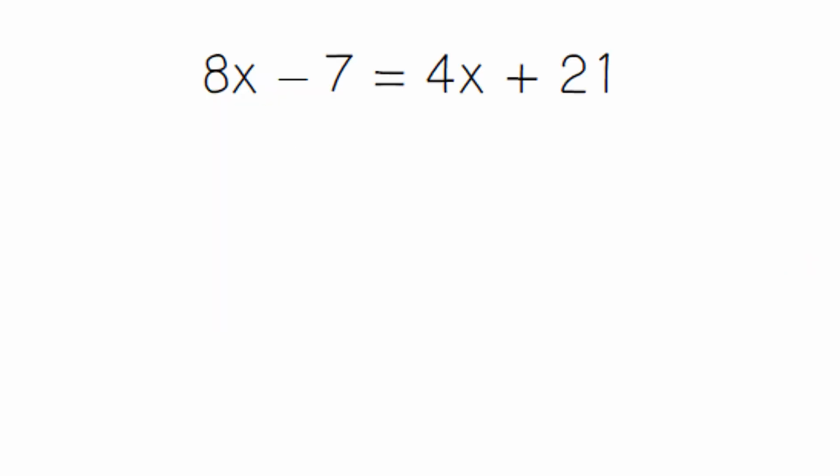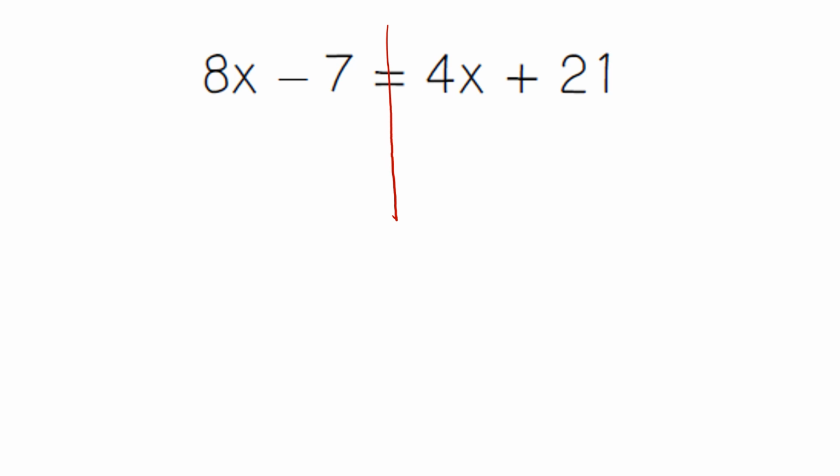For number 1, we have the equation 8x minus 7 equals 4x plus 21. Now we're going to skip step 1 because we don't have any parentheses to distribute. We're going to skip step 2 because there's no like terms. 8x and 7 are different. 4x and 21 are different. So we're going straight into number 3. Step number 3 tells us to combine the variables on the left side.